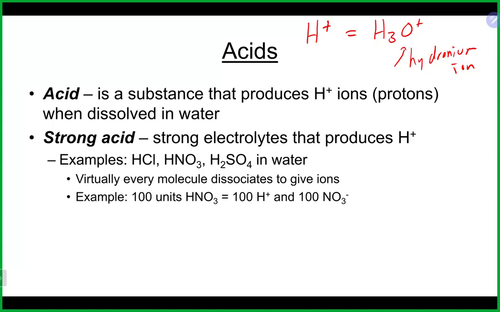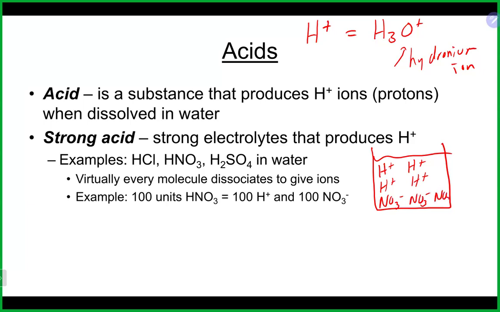Now there are strong acids, which are strong electrolytes. They will 100% break apart into ions in solution. So if you had something like nitric acid, which is a strong electrolyte and a strong acid, when you have that solution, you pretty much only have ions floating around, like H plus ions, nitrate ions.